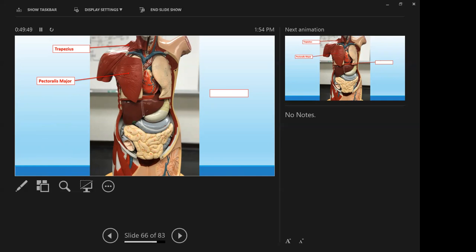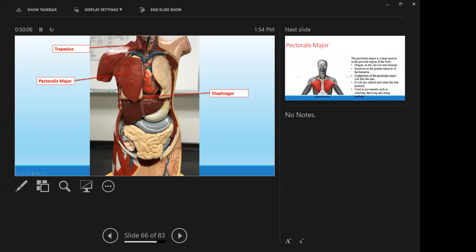And it's directly underneath the major. Usually it'll run in the direction of the tissue. Will run in the opposite direction. You may be able to see just the edge of it here. And then there is our diaphragm right there.